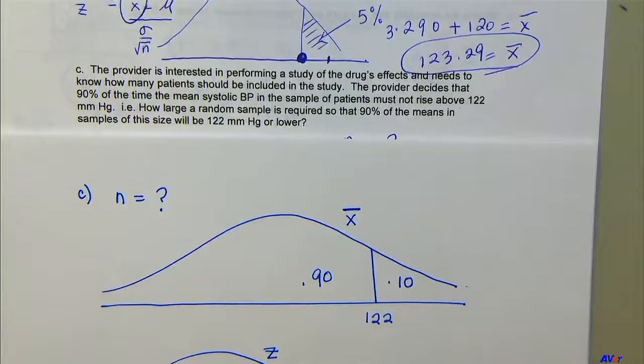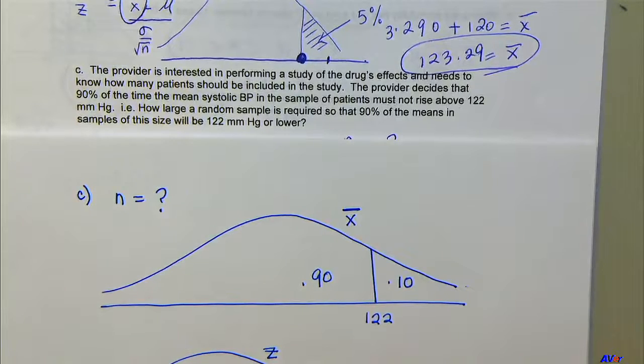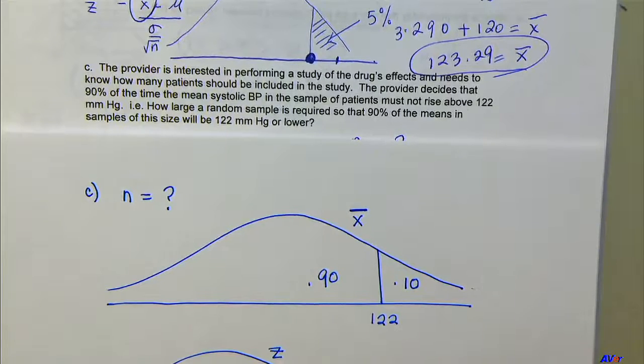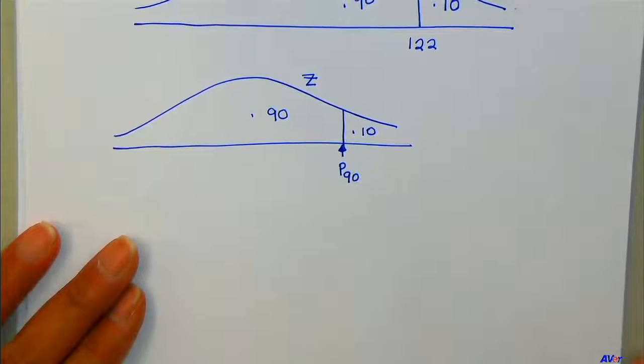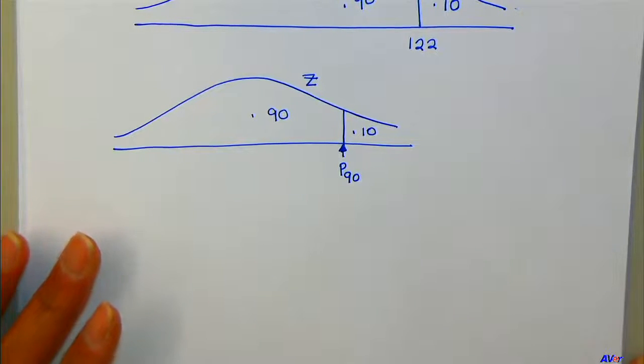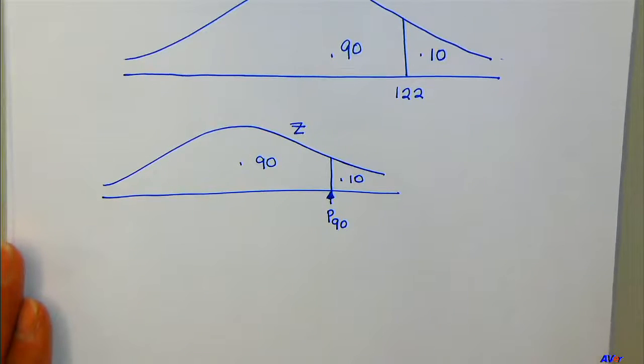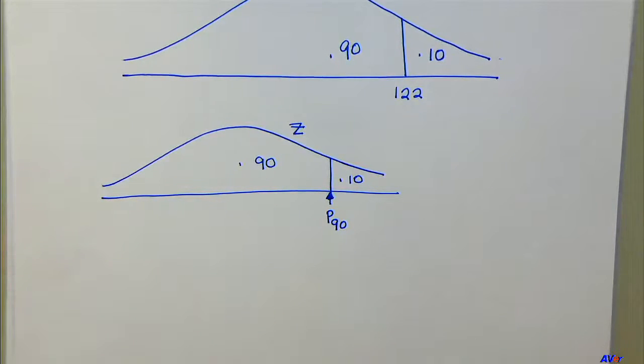Could I possibly have this cutoff? Can I get this cutoff under the Z curve such that 10% is to the right of it? That's another way of saying P90, right? What's P90 for Z? What's P90 for Z? 90th percentile.